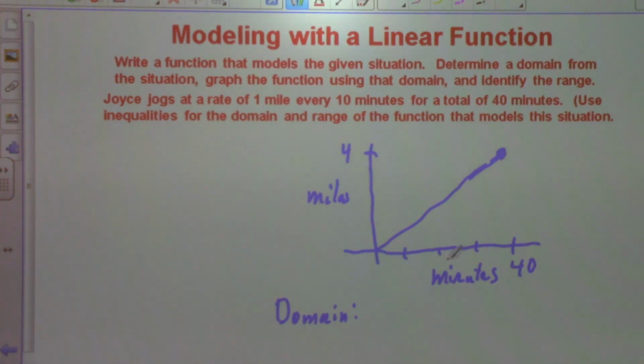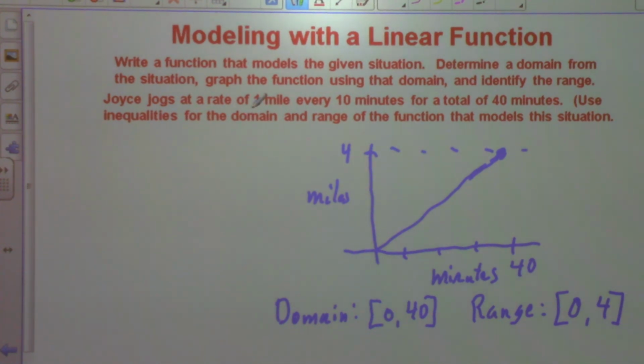Where does she start out with? 0, right? 0, 40, right? Okay, and what is our range? Or what is Joyce's range? 0 to 4, right? 0, 4 bracket.